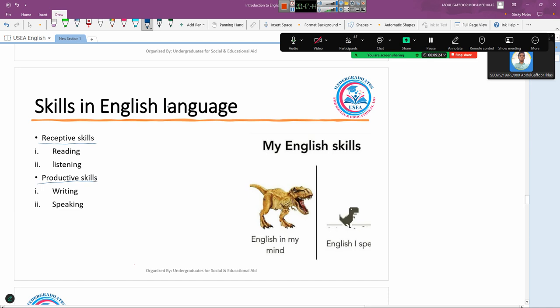If you attend any English classes, these things will be taught first. Receptive skills are a kind of input, right? Input we have to receive from the environment or outside. And productive skills are the outputs. Output means it should come from ourselves. Productive skills should come from ourselves, right?